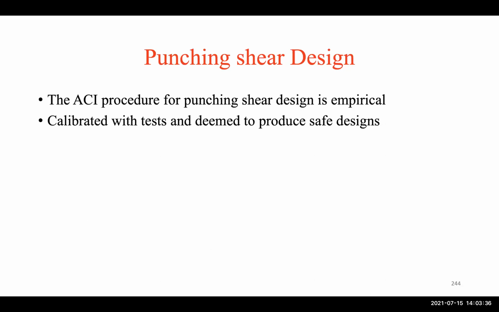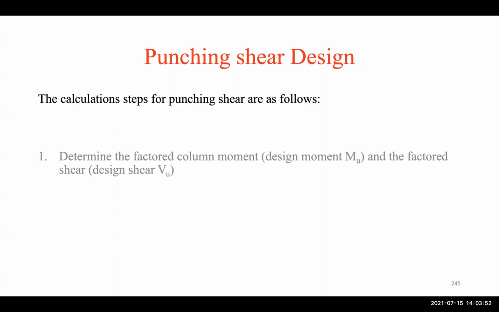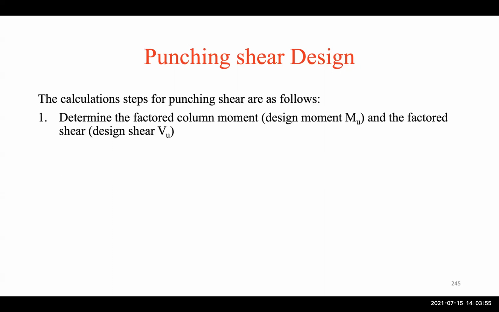Basically, we're following the ACI procedure, which is based on many tests that were done in multiple universities in the US and Canada. The calculation for punching shear is as follows. We need to determine the applied moment, Mu, and the applied shear on the slab. Those are taken from load calculations or from the models.